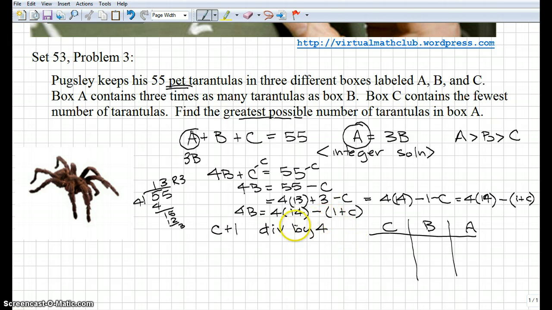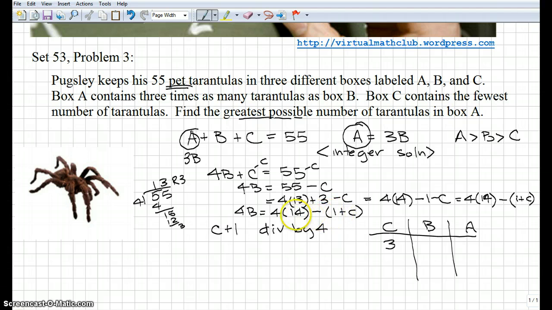Alright, now I'm taking c plus 1 and subtracting that from 14 times 4. And we know c has to be a positive number because we're dealing with tarantulas and I don't know what a negative tarantula looks like, so we know c has to be positive, and so do a and b. And so the first number that will work here is going to be 3, because if I put in 3 plus 1, that gives me 4, and so this whole side of the equation is going to be a multiple of 4. So 3 will work.